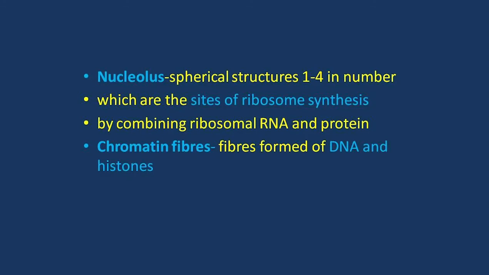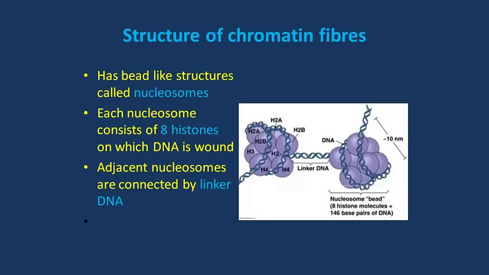Nucleolus: these are spherical structures, 1 to 4 in number, which are the sites of ribosome synthesis. Ribosomes are synthesized by combining ribosomal RNA and protein. The most important structure inside the nucleus is the chromatin fibers, which are fibers formed of DNA and histones. Now let us look at the structure of the chromatin fibers in detail.